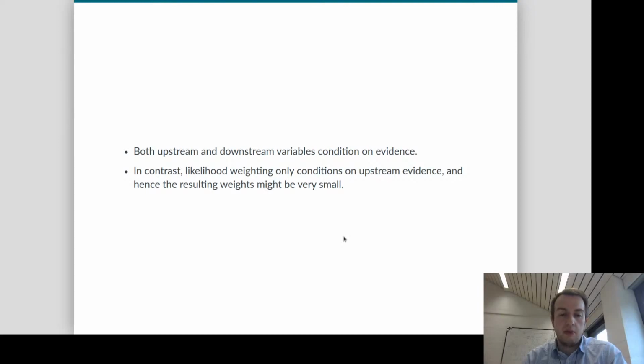And so this is strictly better than likelihood weighting, because in likelihood weighting you would only condition on upstream evidence, and you would never take into account the downstream evidence when sampling.